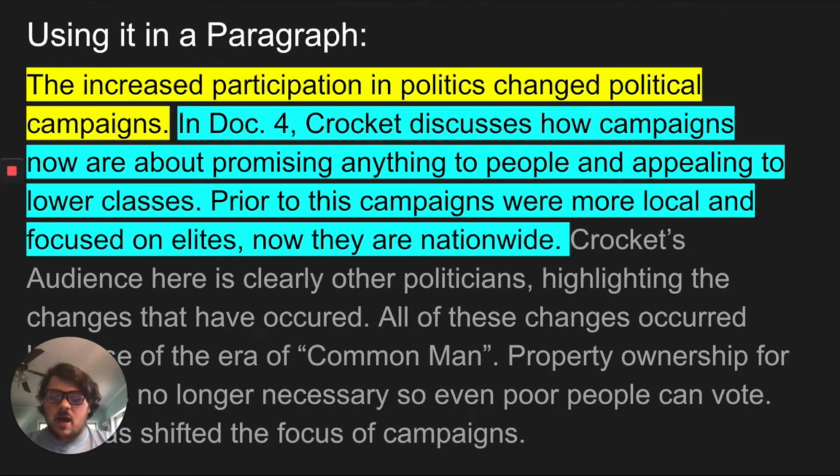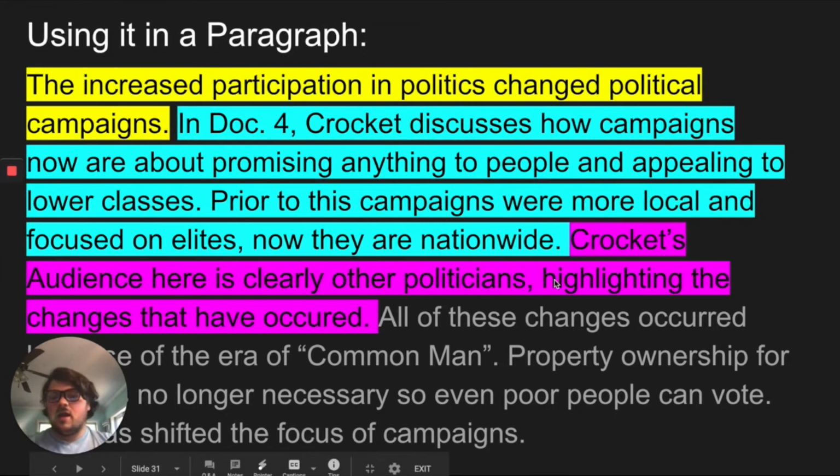So here's my document analysis, right? I have my paraphrase of the document as the first sentence, and then my analysis of how this proves my point, right? It goes back to my claim, in the second sentence. So it says, prior to this, campaigns were made local and focused on elites. Now they are nationwide. So this ties back into my argument, telling me how it's changed political campaigns.